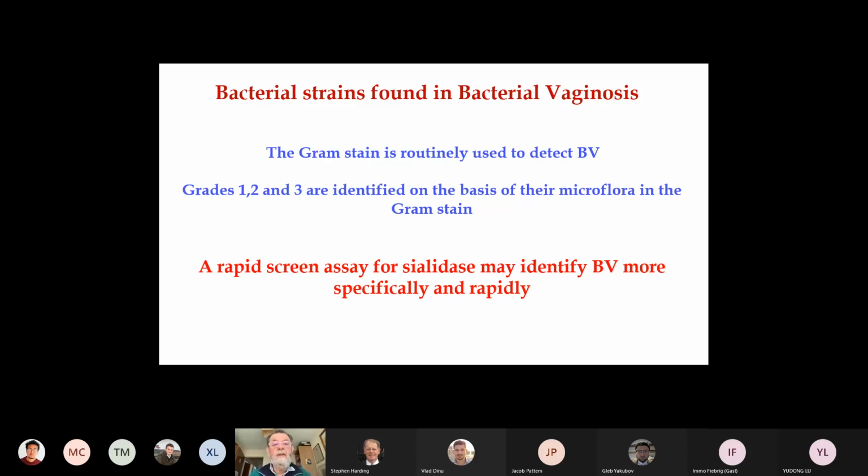However, this is difficult because you have to prepare the slide, stain the slide, and get someone to look at it to decide whether it's positive or negative. People coming into the clinic to be tested for bacterial vaginosis are not going to come back for a second visit, and they're not going to hang around for ages. So we thought we should develop a rapid assay using sialidase, which would make this a little more effective and certainly more practical for the clinics.